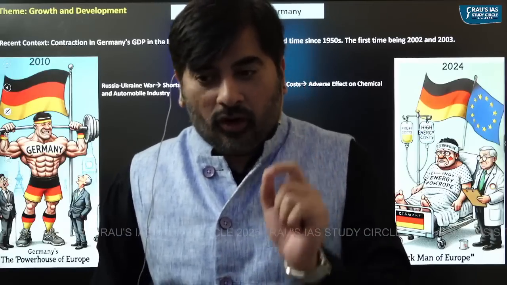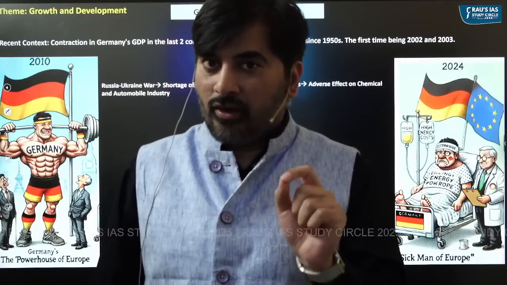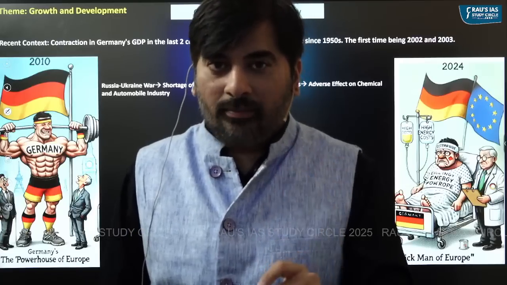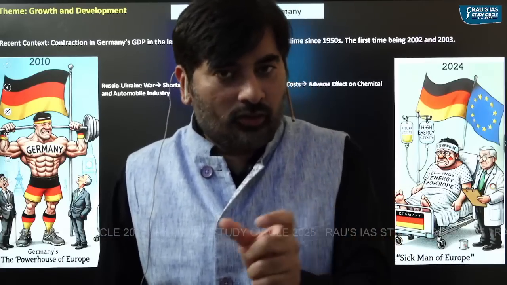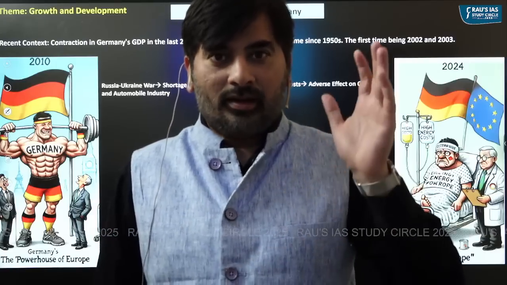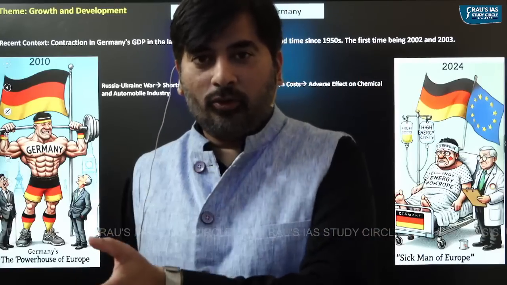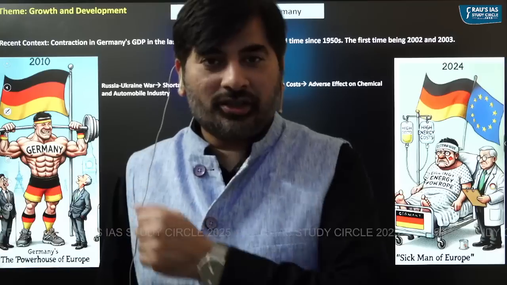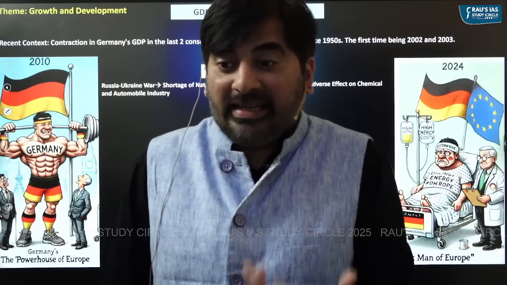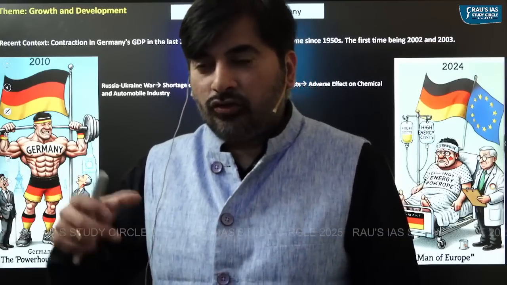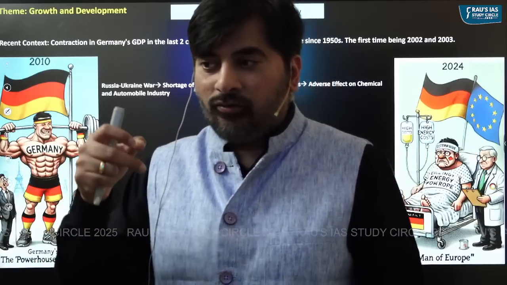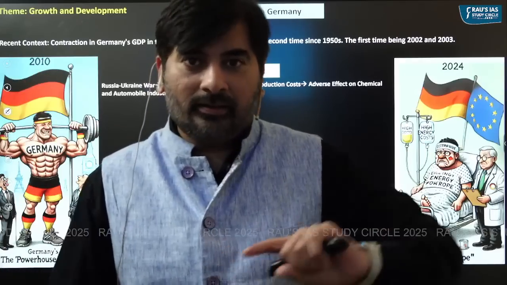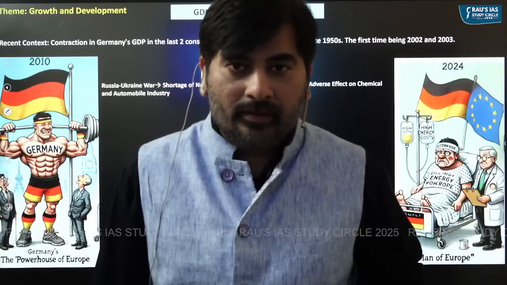Germany imports almost 55% of its natural gas requirements from Russia. When the Russia-Ukraine war started, the Western nations imposed sanctions on Russia, which made it difficult for Germany to source natural gas from Russia, and it had to find an alternate supplier, which is the USA.